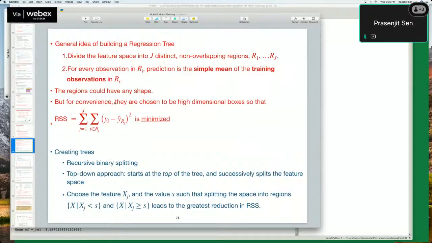Now, once I have divided my feature space, that is where the different samples belong.